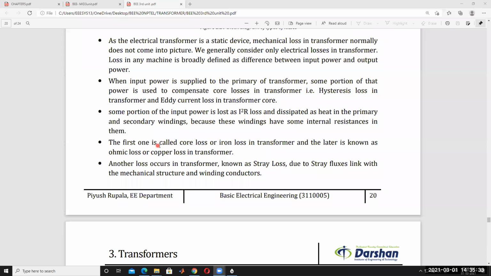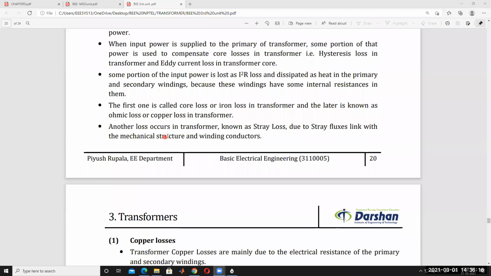The first one is called core loss or iron loss in a transformer, and the latter is known as ohmic loss or copper loss in a transformer. Core loss is also called iron loss. The iron loss takes place in the core of the transformer. Generally, the transformer core is made of some iron material, so it is given the name iron loss. Actually, these losses take place in the transformer core, that's why it is called core loss. The latter, ohmic loss, means I square R loss, or copper loss.